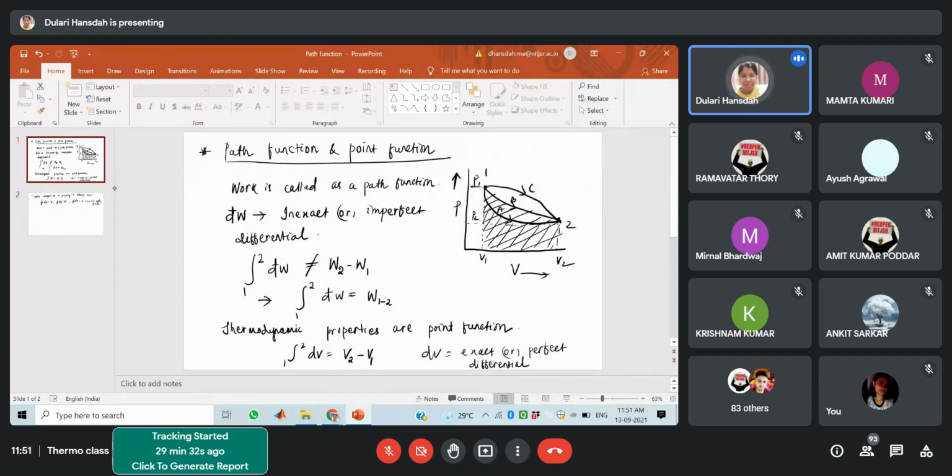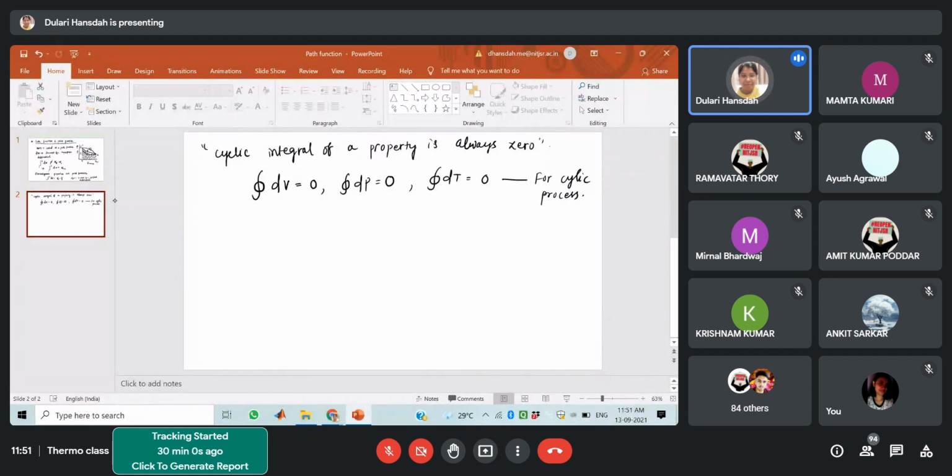Cyclic process means, suppose we are considering process A, where the system is going from 1 to 2. Again, suppose it is returning from 2 to 1 by following path C. So we put a mark like this, and it will form a cycle. That means the initial state becomes the final state. So if you find the integration of any property, it will give you zero. Okay, so this is all about path and point functions.